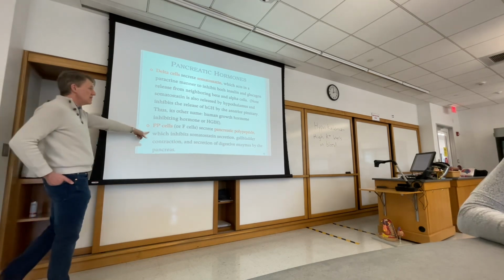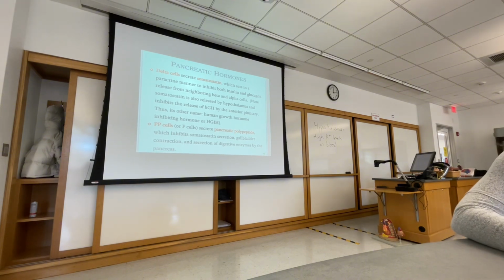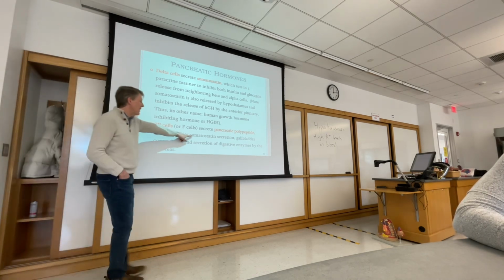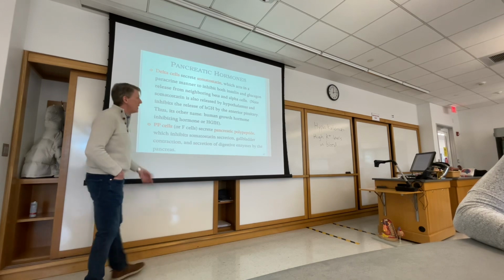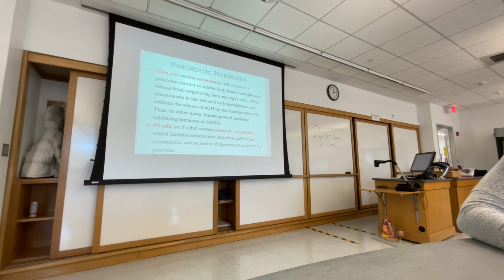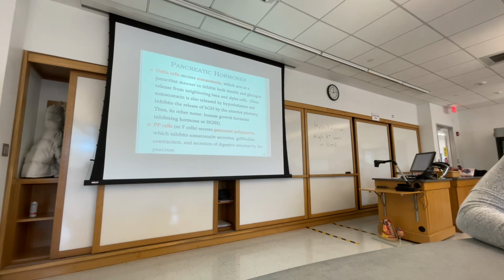Okay. PP cells stands for pancreatic polypeptide cells. These guys can inhibit somatostatin secretion. So if you think about how this all fits in, pancreatic polypeptide can help to turn on insulin and glucagon secretion, right? If somatostatin is blocking insulin and glucagon and you're stopping somatostatin, then you're indirectly turning on insulin and glucagon secretion. Pancreatic polypeptide also causes the gallbladder to contract.